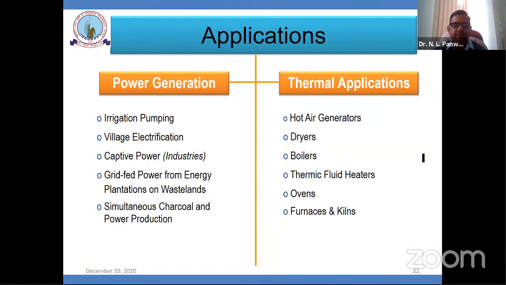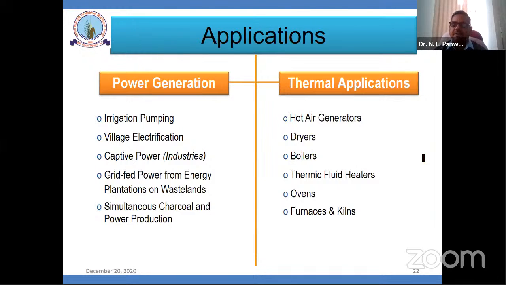And for captive power generation with biomass gas, the cement industry has its own power generation plant. So for captive power generation, if you have million tons of crop residue, then collect it, dump it, and convert it into huge power generation. And grid feed power generation, energy through plantation in the wasteland, or you can generate charcoal and power generation. This is from the power sector.